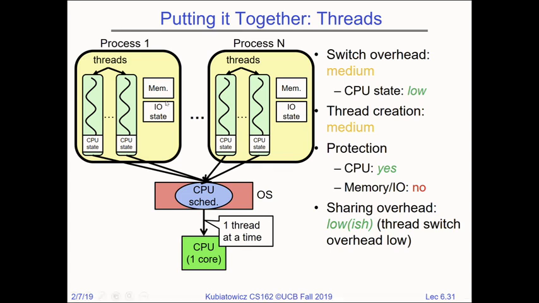Are things protected? The memory and I/O state between threads is not protected because that's the whole point of threads. They share. Between processes, of course, they're protected. And then the sharing overhead is low between the threads because they just use memory. Okay? One thread writes to memory, the other thread reads from memory. That's great, except that now we've got all sorts of sharing problems which we're going to have to synchronize with. So we've created a different problem, which we'll get back to.